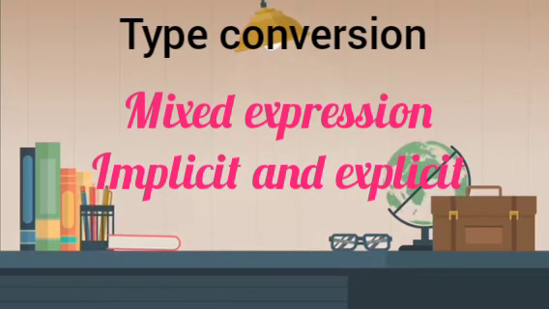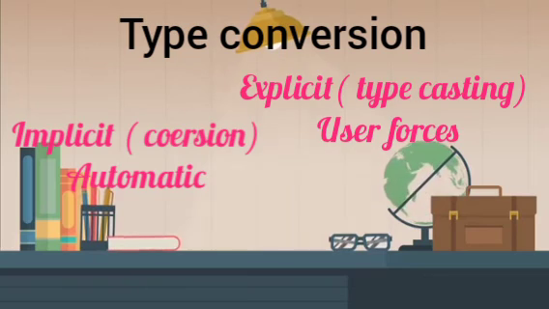Then type conversion. Type conversion is only in the mixed expression. There are two types of type conversion: implicit and explicit. Implicit is also known as coercion and explicit is also known as typecasting. Implicit means automatically converting to the highest data type, and explicit means the user forces conversion to any one data type.